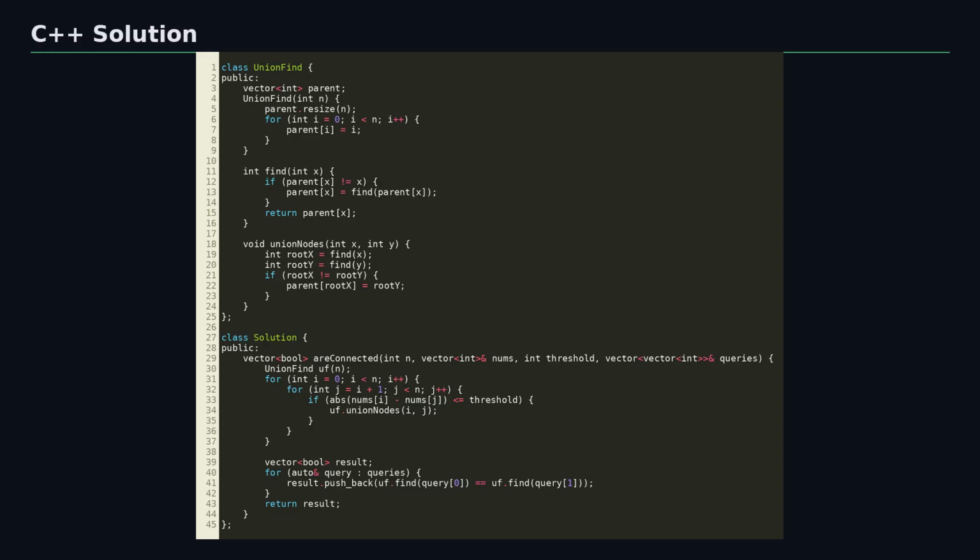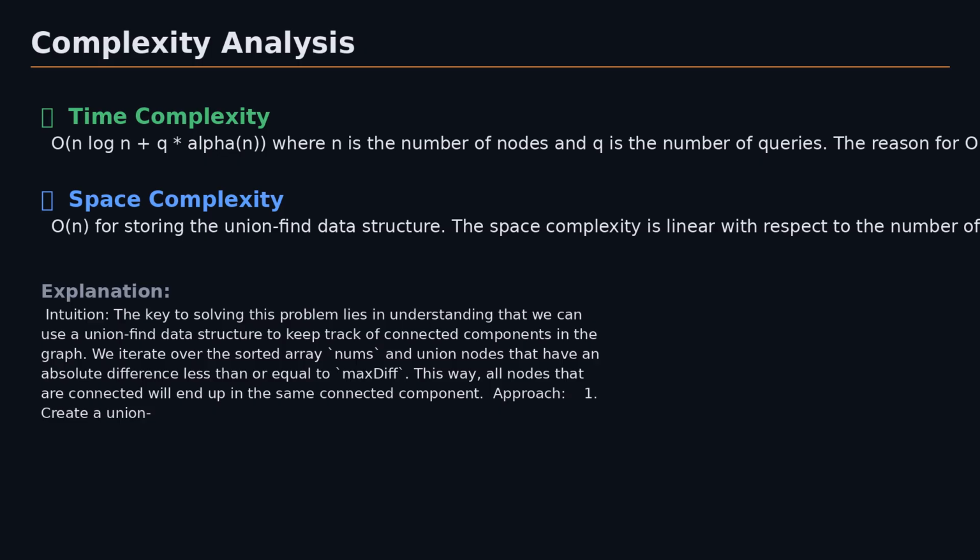Now, let's talk about the time and space complexity of this solution. The time complexity is O(n log n + q * α(n)), where n is the number of nodes and q is the number of queries. The reason for O(n log n) is that in the worst case, we are iterating over the list of numbers and performing a union operation for each pair of nodes.